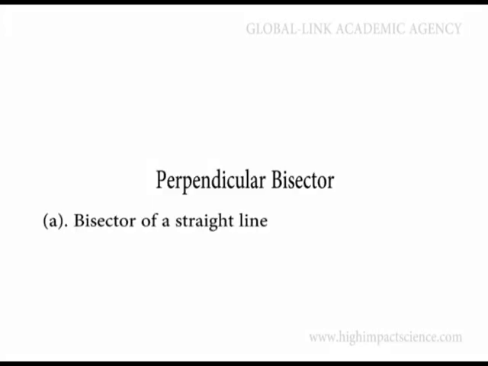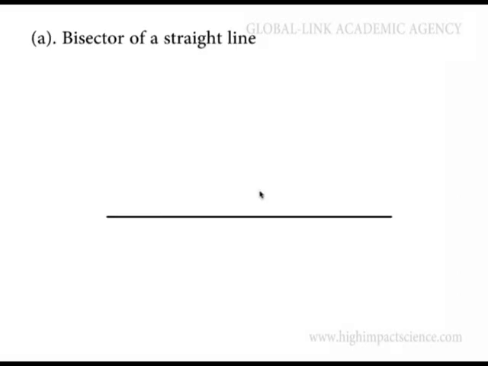We start with construction of perpendicular bisectors. And the first one is a perpendicular bisector of a straight line. Bisect means dividing into two, and perpendicular means the bisector meets our line at 90 degrees. So essentially we are constructing an angle of 90 degrees. So this is the line. Our bisector will divide it into two equal halves.